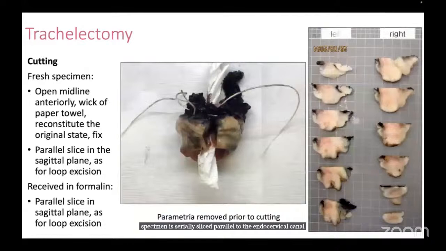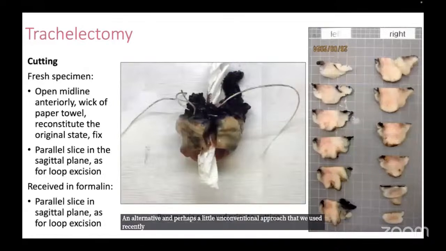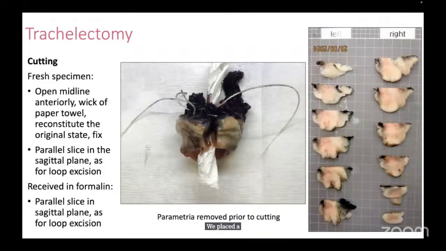An alternative and perhaps a little unconventional approach that we used recently with this fresh specimen that we had a frozen on, and this is based on the fact that we like to cut our cervices using the parallel method, is we removed the parametria, measured everything, inked everything, and then reconstituted the specimen back into its original configuration. We placed a wick of paper soaked with formalin in the canal and loosely held it together with some string.